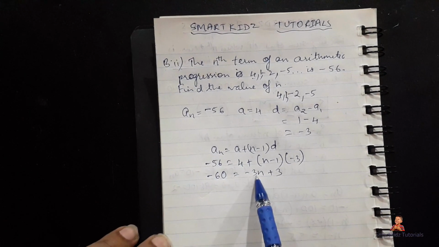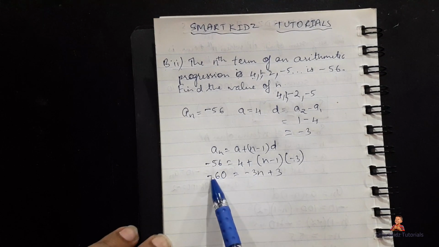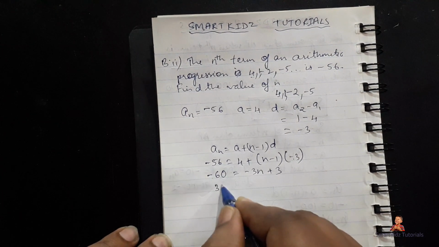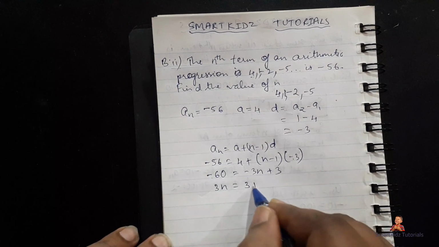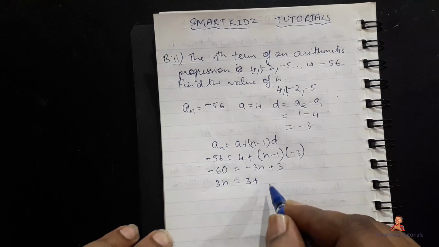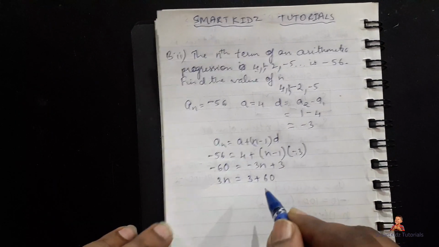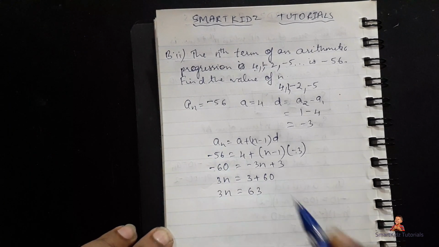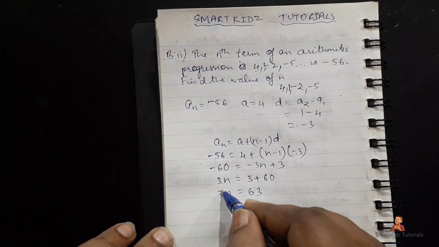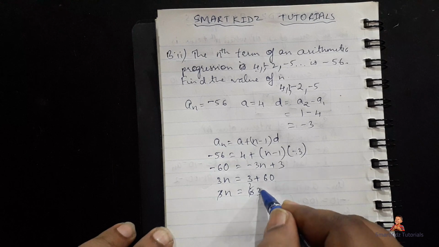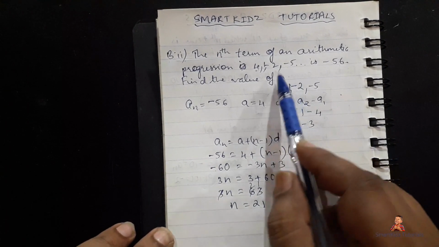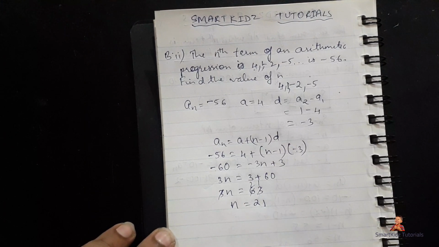Next, I'll take -3n to the left-hand side and -60 to the right-hand side. So both will change sign. -3n will become +3n, 3 will remain the way it is, and -60 will become +60. We'll get 3n equal to 63, and this is divisible. 3 ones are 3, 3 twos are 6, 3 ones are 3. So n is equal to 21. So the value of n is 21.